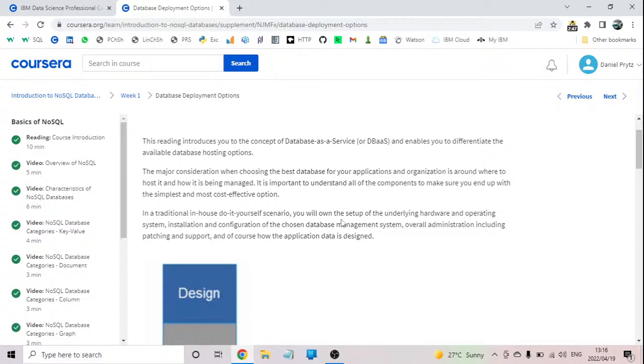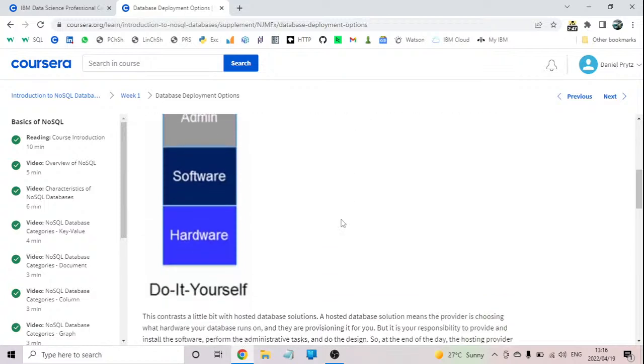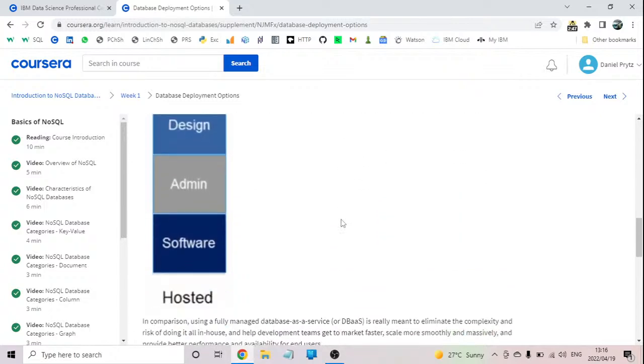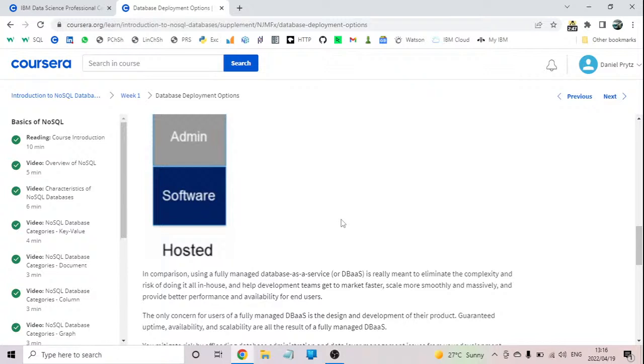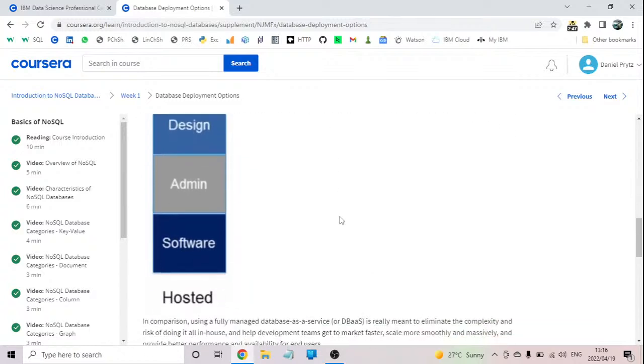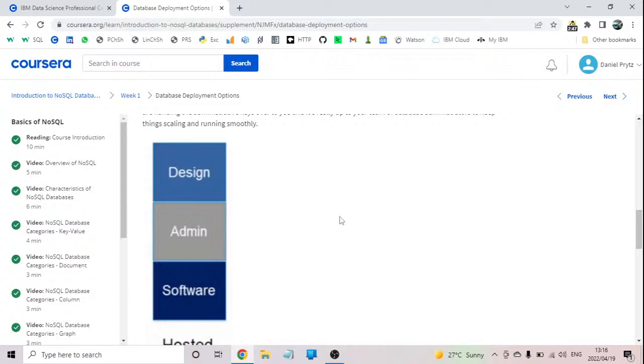Let's move on to the next one. Oh, sorry, not do-it-yourself. This is different. This is the hosted. So it's just 3 of them. It's different because it's just 3 of them. Okay, design, admin software, so on and so forth.